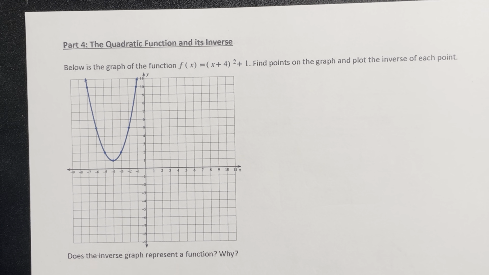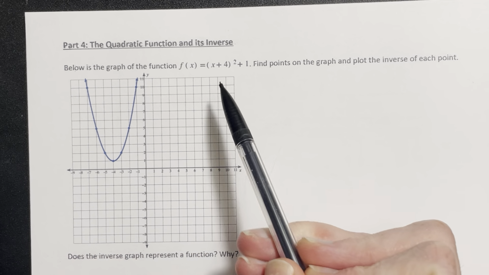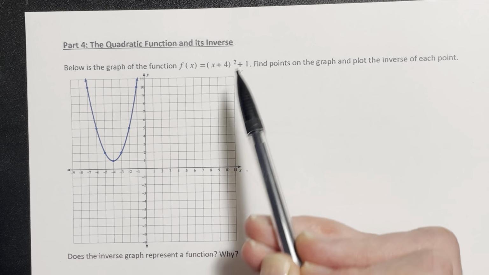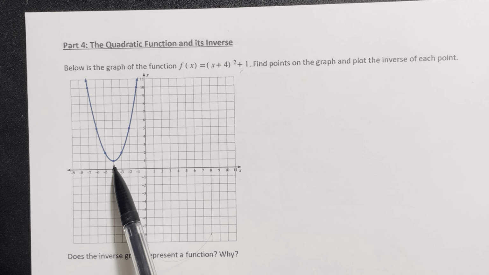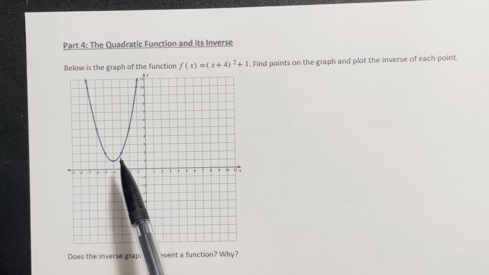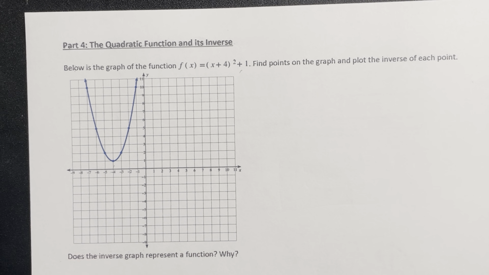As we focus on quadratic functions and their inverses, we first just want to look at this graphically. So I have a quadratic function, x plus 4 squared plus 1, and we could graph that using transformations. It moved left 4, up 1, and has that regular quadratic shape. It was not vertically stretched or reflected or anything. So we can find points on this graph and plot the inverse to get the inverse graphically.